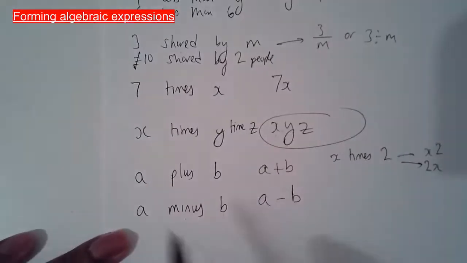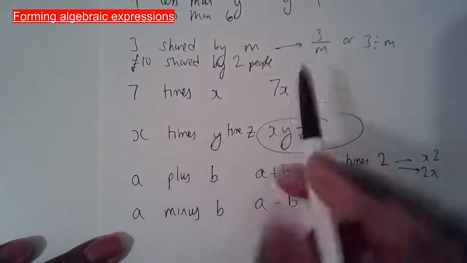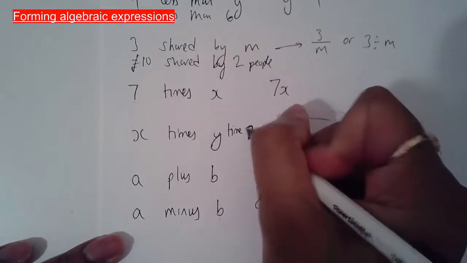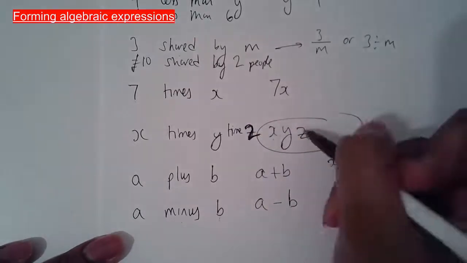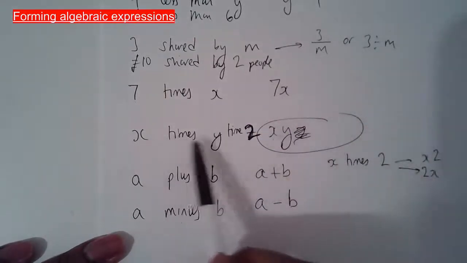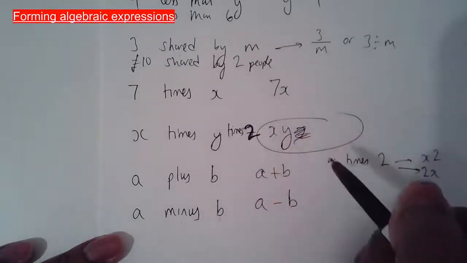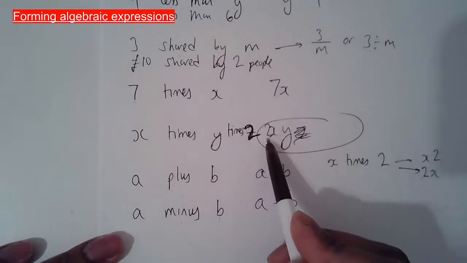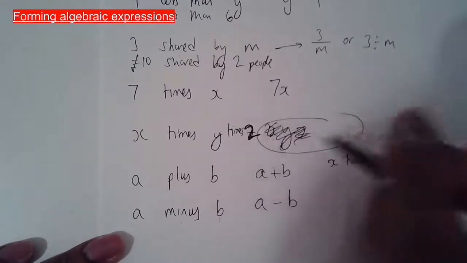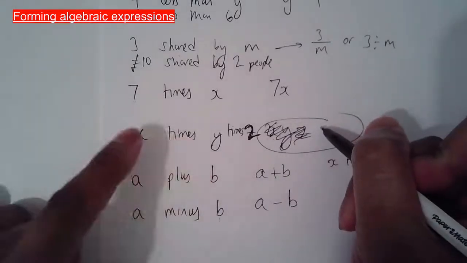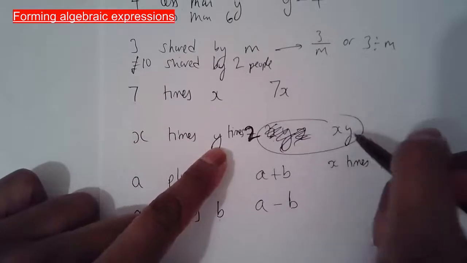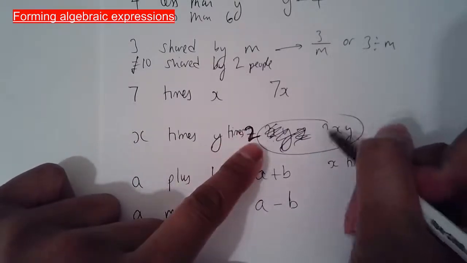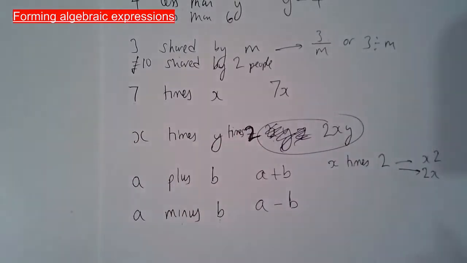So if I go back to this one now, x times y times, let's make that into a 2 this time, 2. So x times y times 2, you put the number first. That's 2xy, so you can't see that very well. Obviously x times y is xy, times by 2, you put the 2 there. Number before the letters.